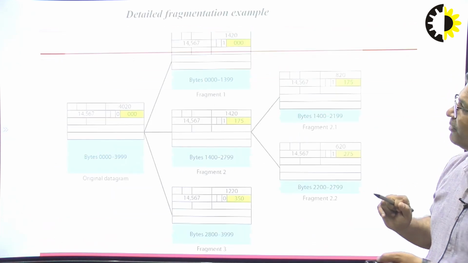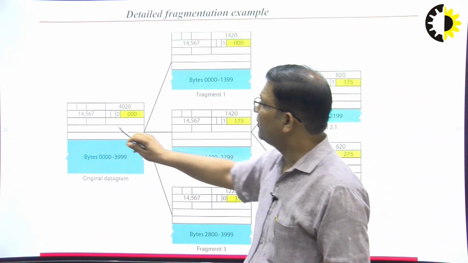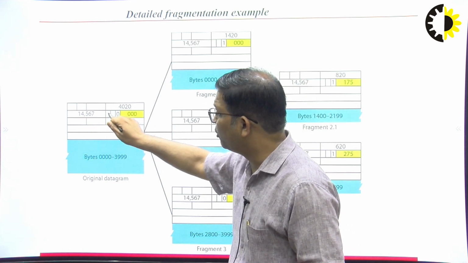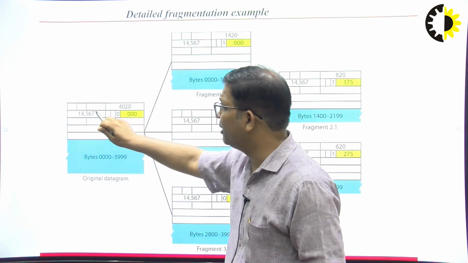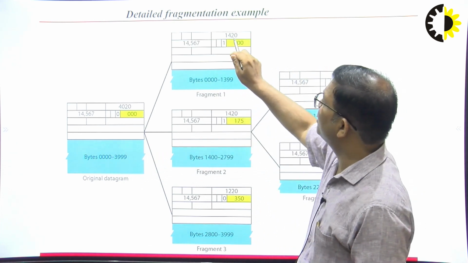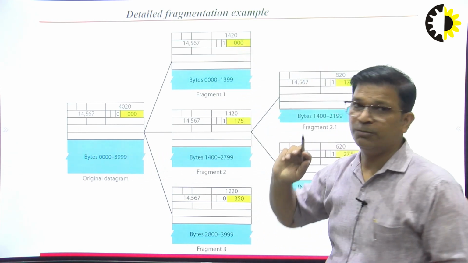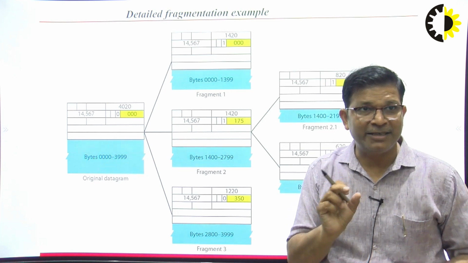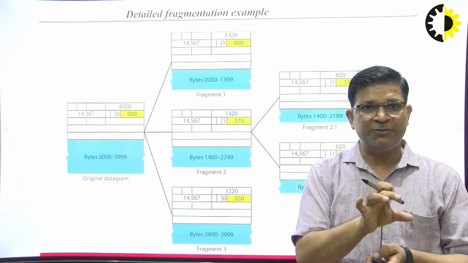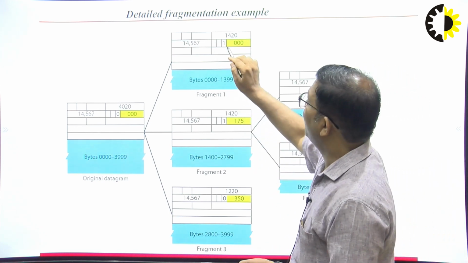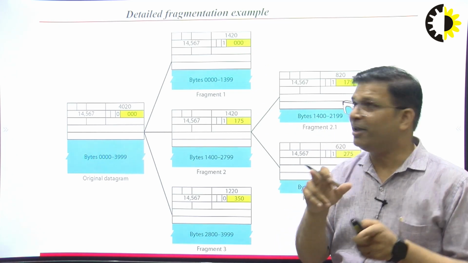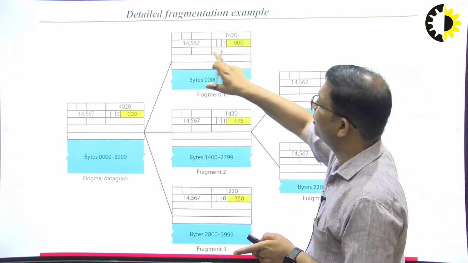For example, here we have do not fragment, more fragment, identification, and fragment offset. The size is this: 1400 bytes of data, and 20 is the header size, HLEN. So total 1400 bytes of data, 20 bytes for header length, and the offset 0000 divided by 8.